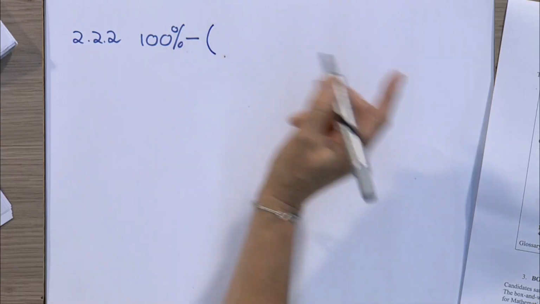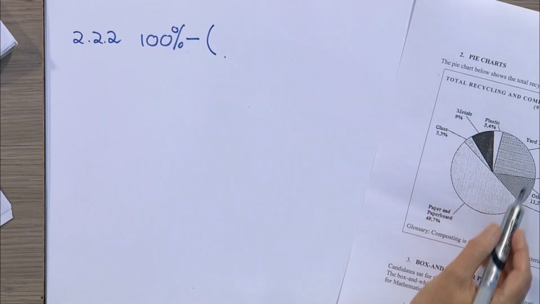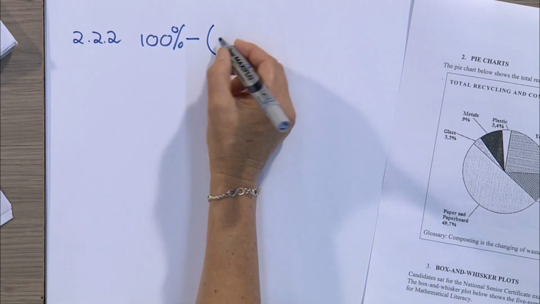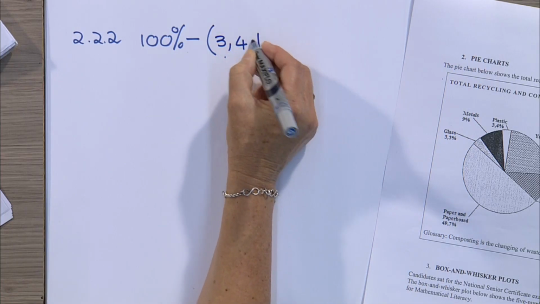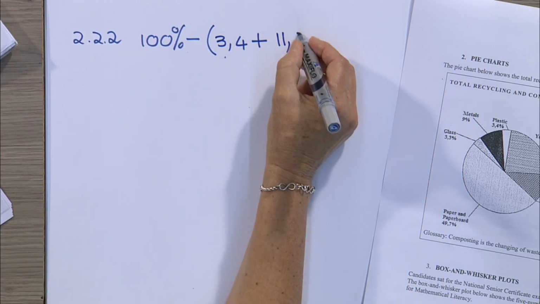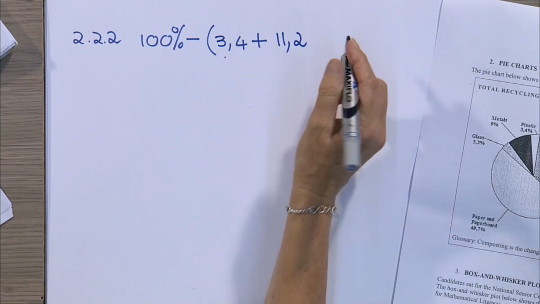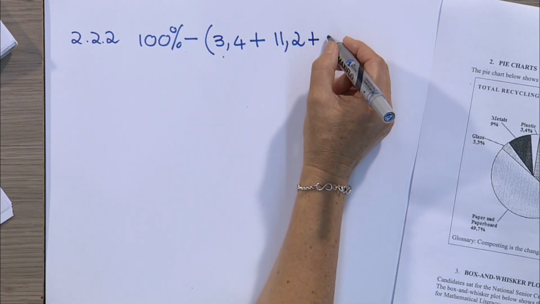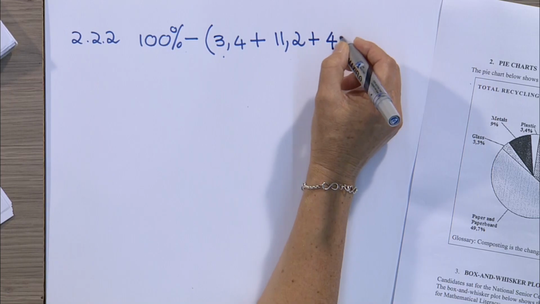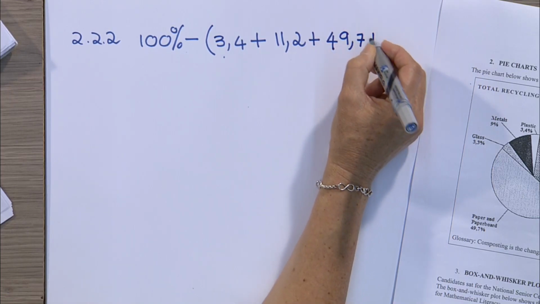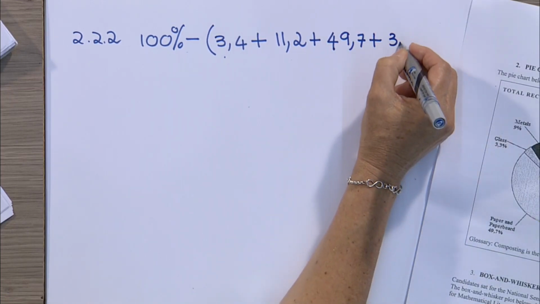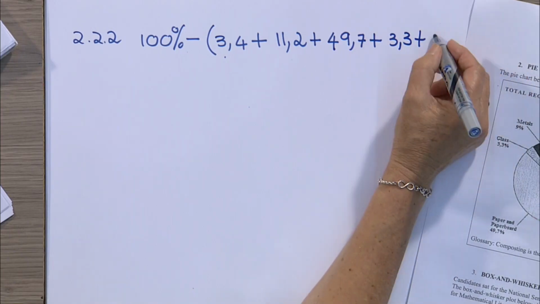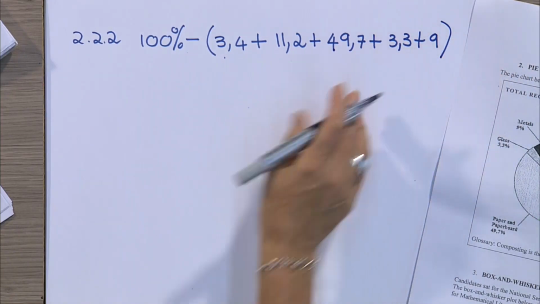So I will take that and I will add up all the other components. So the 3.4%, the 11.2%, the 49.7%, the 3.3%, as well as the 9%.